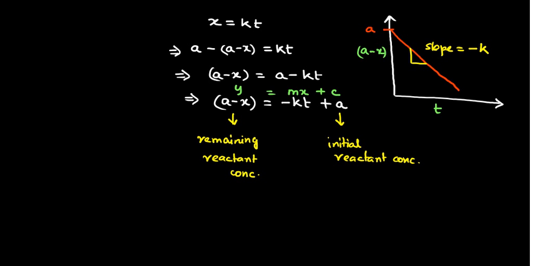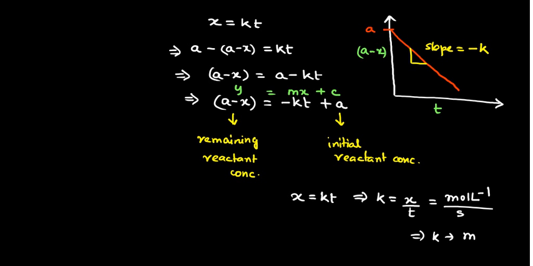From here we can get the unit of the rate constant also. X equal to KT, so from here K is equal to X by T. X represents the concentration, so generally it is the molar concentration, moles per liter, and time is in seconds. So what is the unit of K? K is nothing but moles per liter per second.